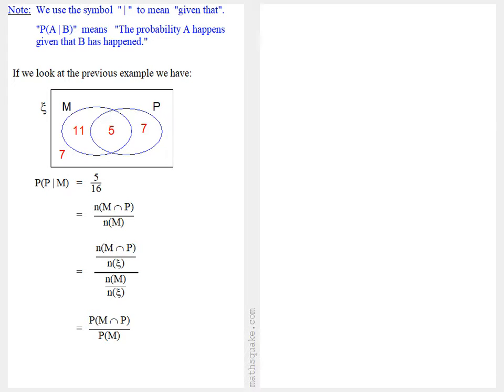And so we have the probability that P happens given that M has happened is the probability of M intersection P over the probability of M.